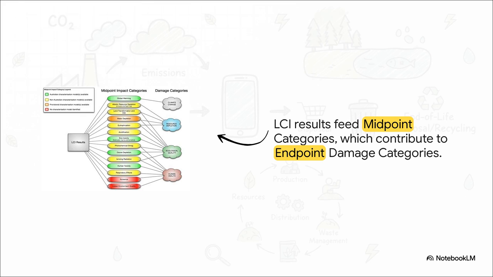This flowchart shows that relationship perfectly. Our raw inventory results are characterized into these midpoint categories, like global warming potential. And that potential then contributes to an endpoint damage category, like climate change, which ultimately affects human health and ecological quality. It's a whole chain of events.